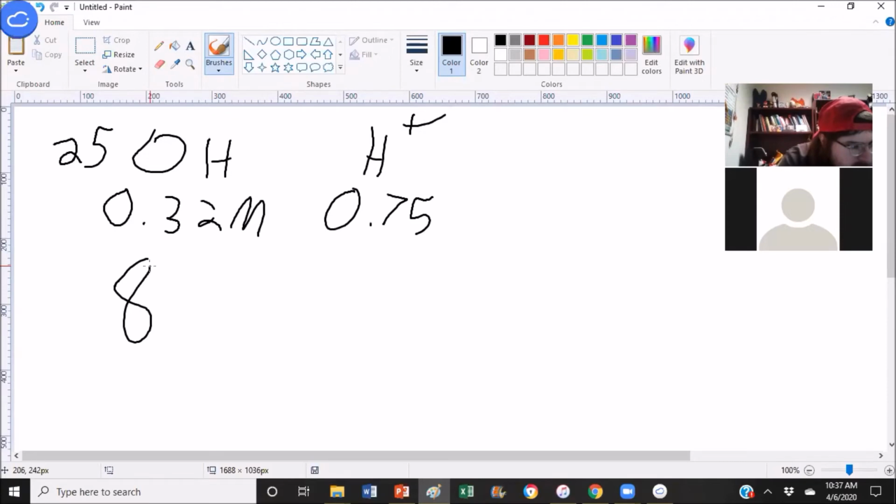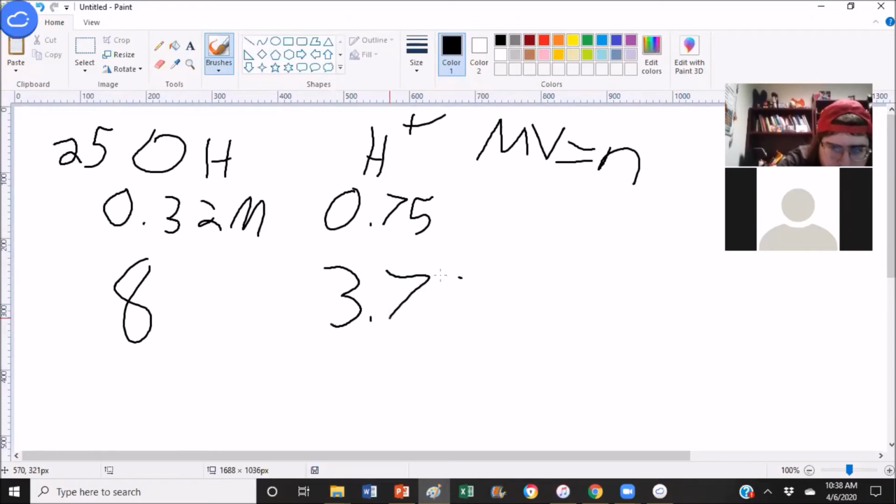Now, for the acid, how do we do this? Molarity times volume. This is step 1: molarity times volume equals moles. Our 0.75 molar acid, we add 5 mils of that. They say that in the problem, 5 mils. That makes 3.75.